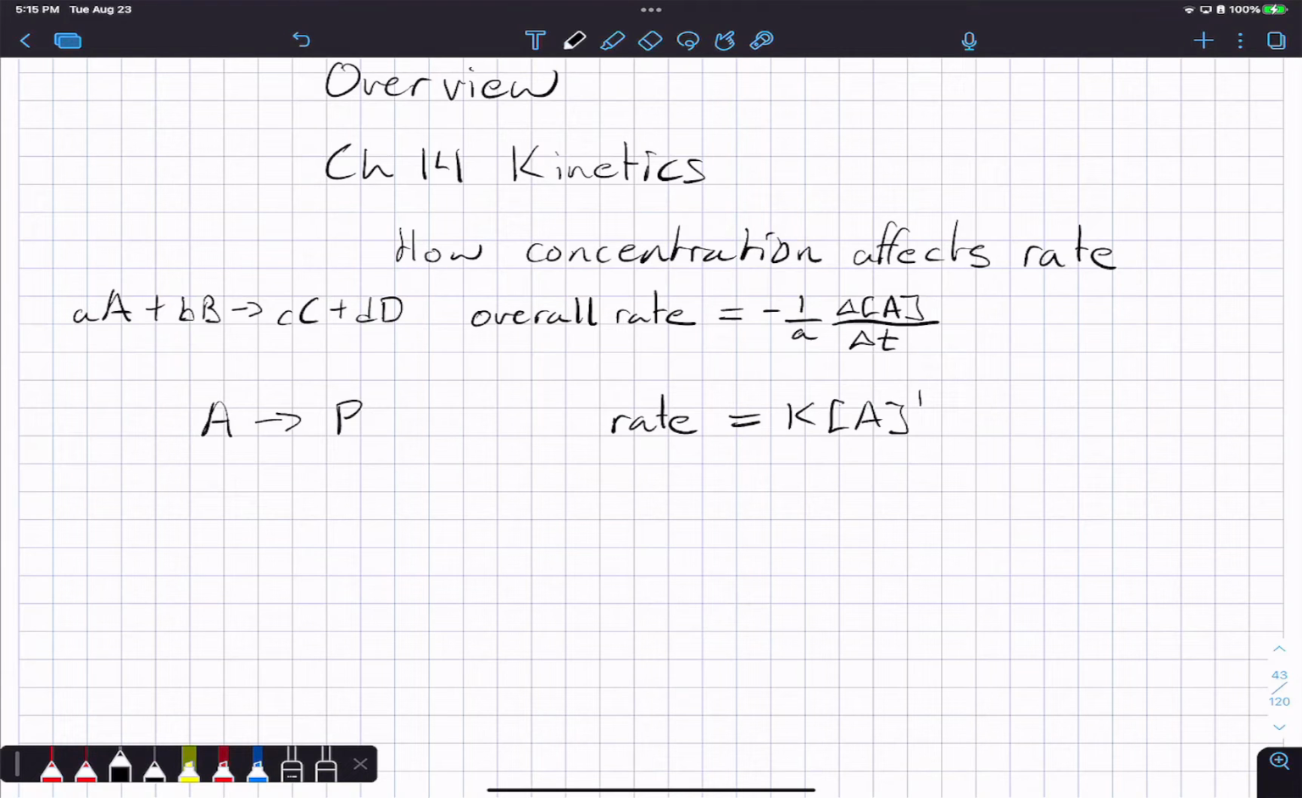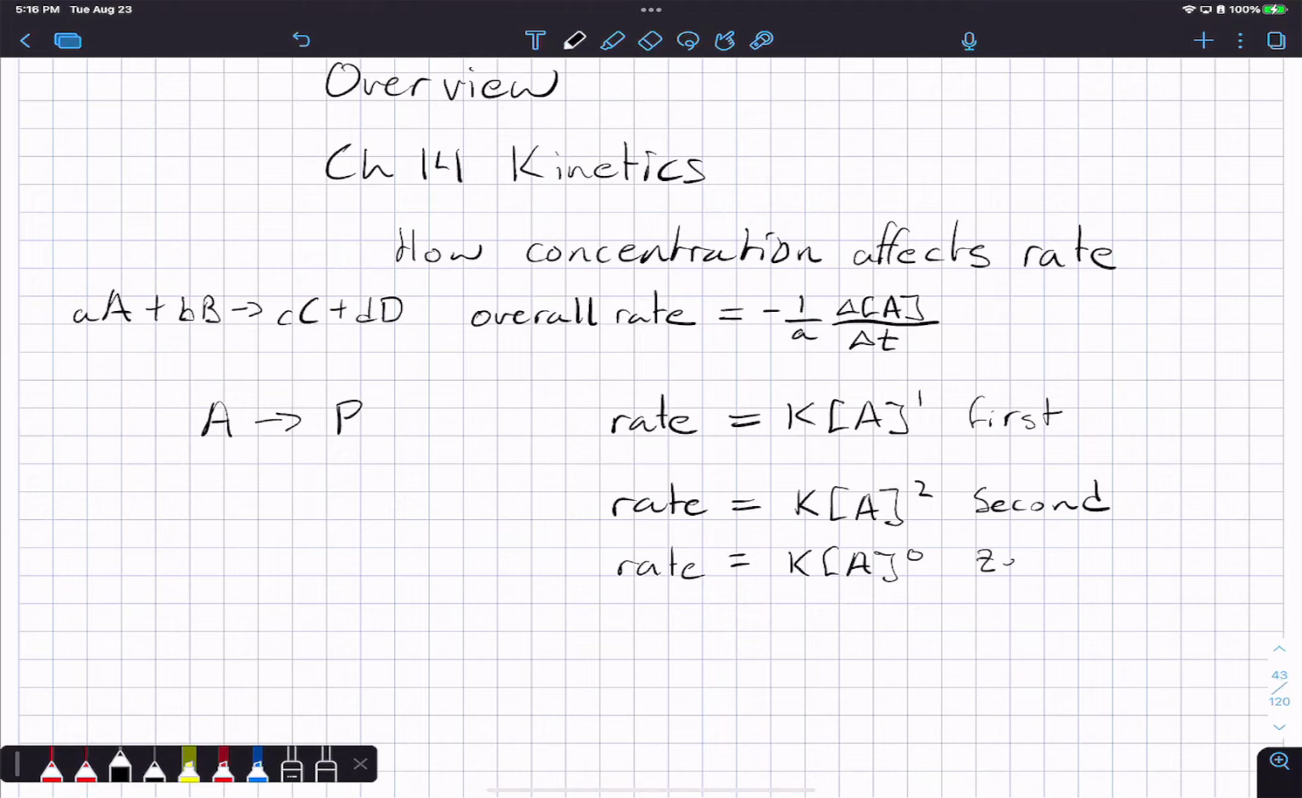And then we also had a second order reaction where the rate would be equal to K times A to the second, or 0 order, where rate equals K times A to the 0. So first, second, and 0. For different reactions, under different conditions, the rate is dependent on concentration, and that can change depending on those concentrations. That's everything that we've covered so far, really. We've really just looked at concentration and how that affects the rate.